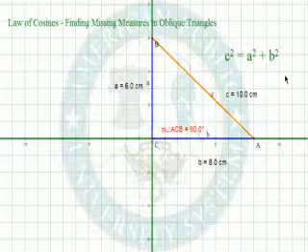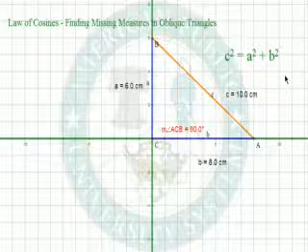In this video, we're going to be looking at the law of cosines. The law of cosines is merely a variation on the Pythagorean theorem, which allows us to find missing measures in oblique triangles. Oblique triangles is another word for just a general triangle, not necessarily a right triangle. However, any formulas that we use for general triangles will also apply to right triangles.